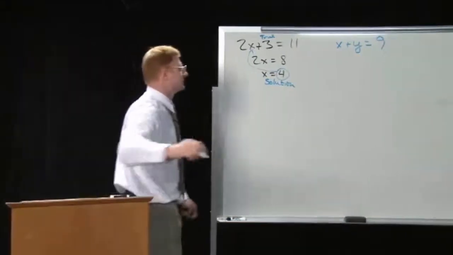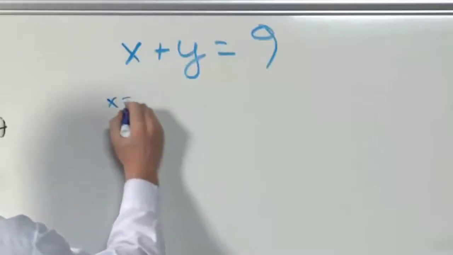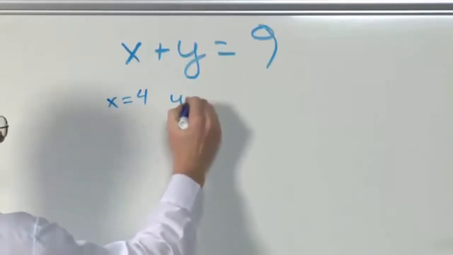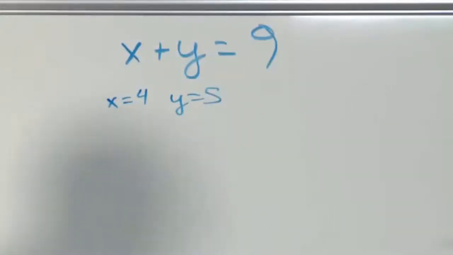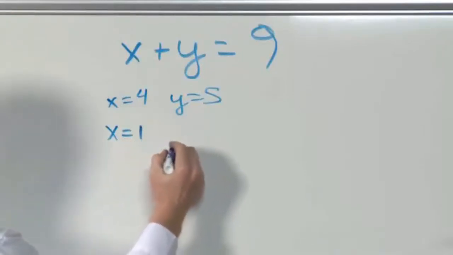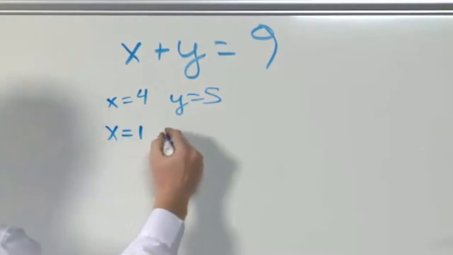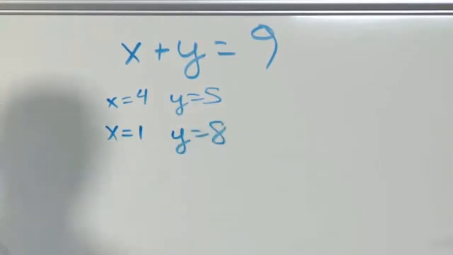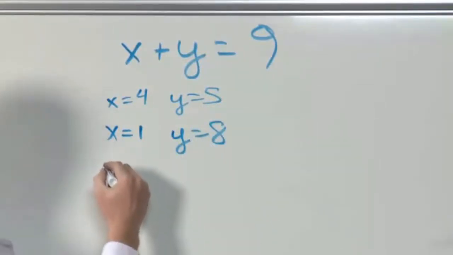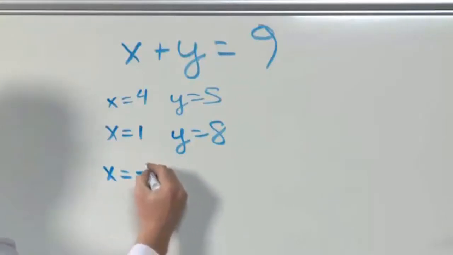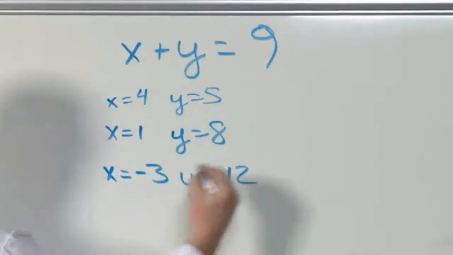Well, if you had x equals 4, y equals 5, that'd be an answer. Give me another one. Good. x equals 1, y equals 8. x equals negative 3. y equals what? 12.